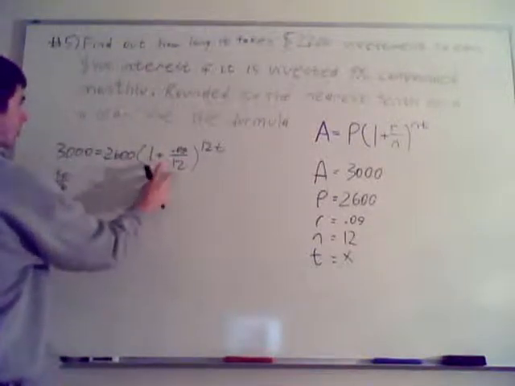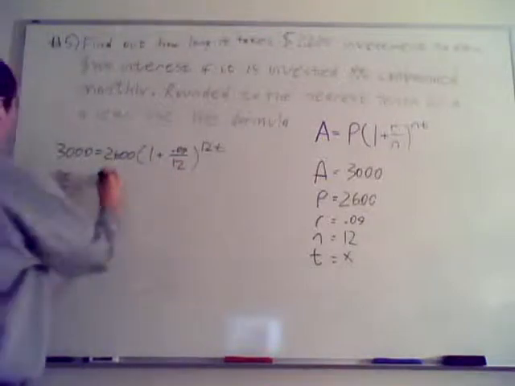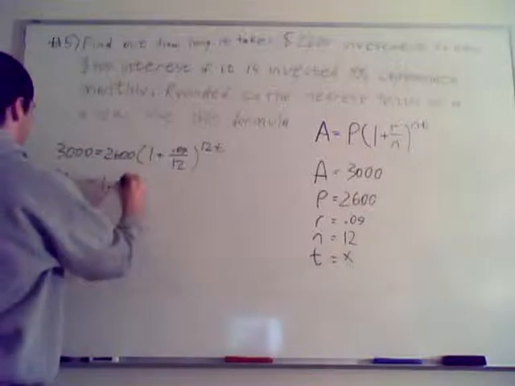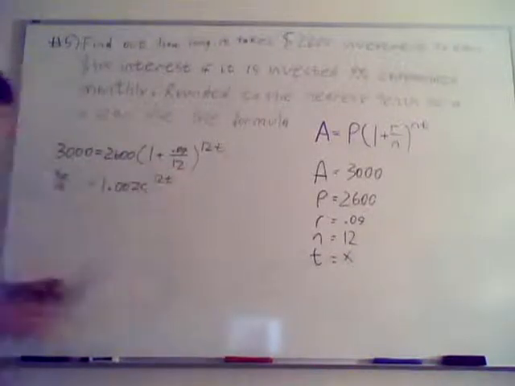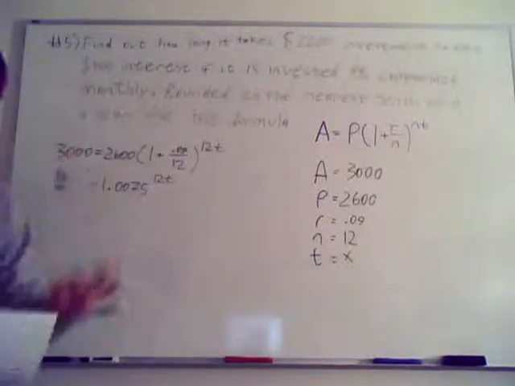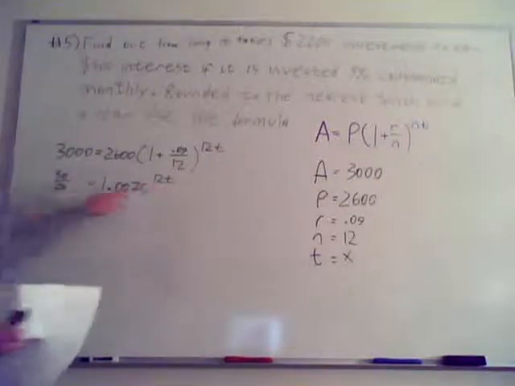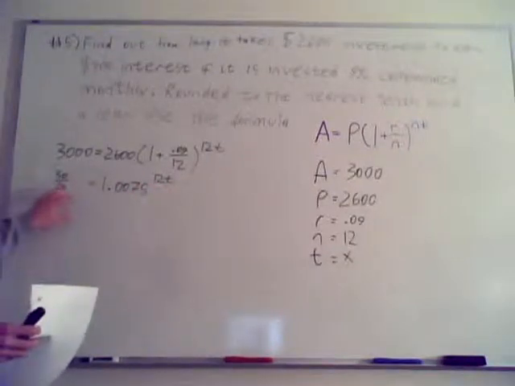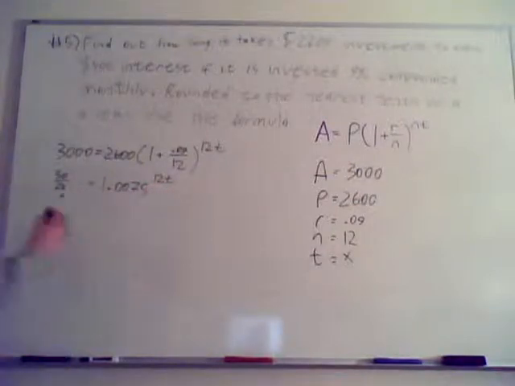And then I'm going to add 1 plus 0.09 over 12, which gives you 1.0075 to the power 12t. Now the next step I'm going to do is take the 12th root of both sides, because this is to the power 12 and this is to the power 1. So if I take the 12th root of this, the 12 will go away and I'm going to be left with t.